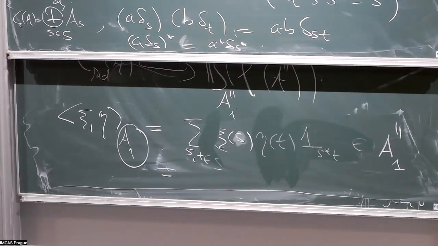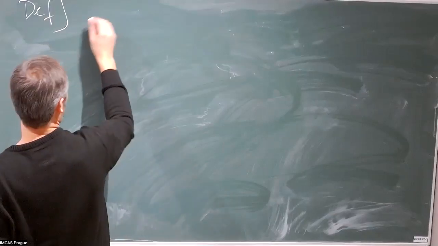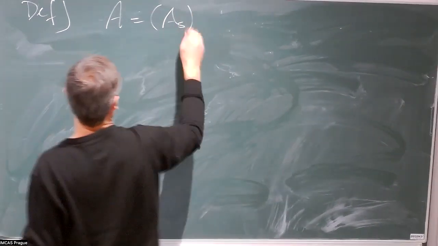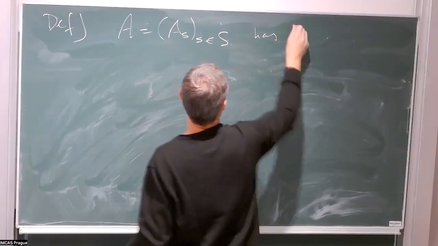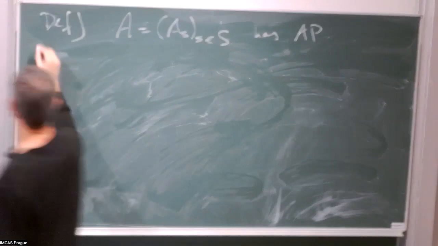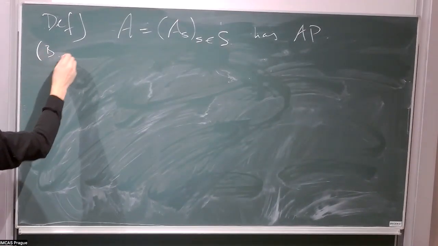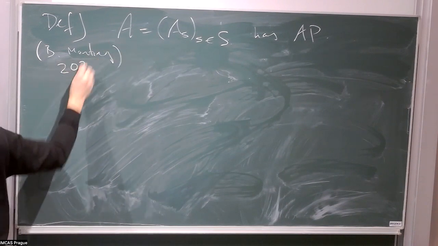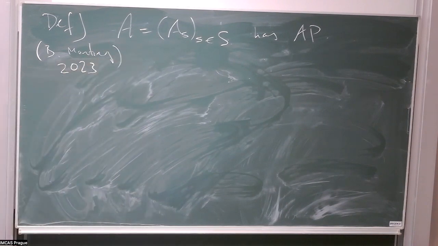Maybe just, can I have just some more minutes to define and then have the theorem? So we came then with the definition of the approximation property. We say that A, this Fell bundle, has the AP. This was in this recent work by me and Diego Martinez in 2023, this year, already published.